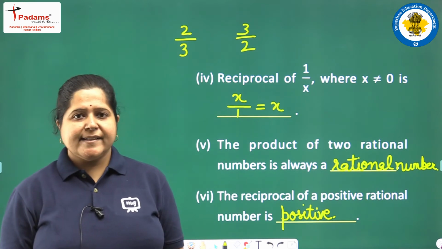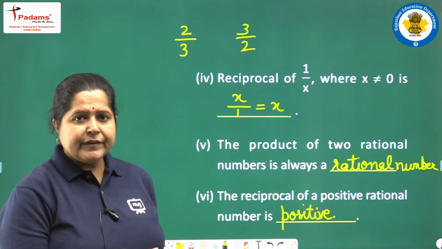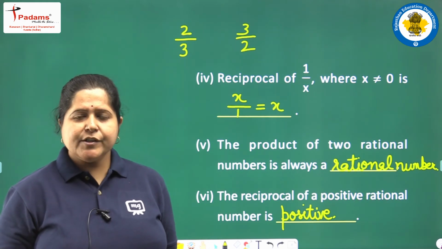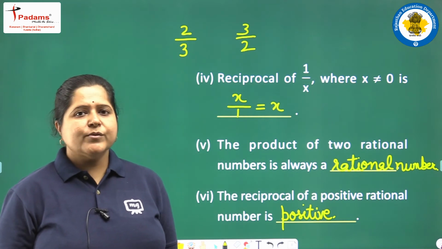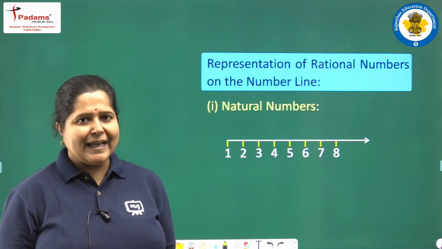With this, your exercise 1.1 is complete. I hope you are clear with all the questions. Still, if you have any doubt, you can pause the video or rewind the video and watch it again. Next, we move on to the topic of representation of rational numbers on a number line.